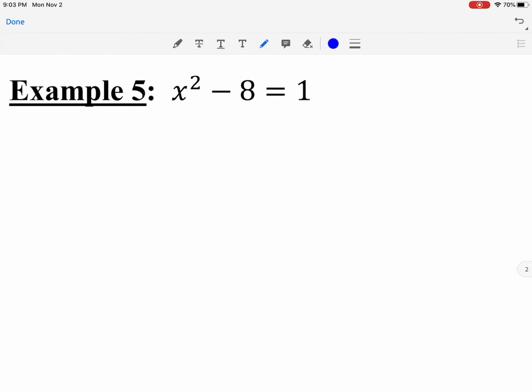Example 5. Okay, now this one is not equal to 0. So what I like to do as a rule is I like to keep my x squared term positive. It makes it easier for me to factor later on. And so I'm going to leave the x squared where it is because it's already positive.